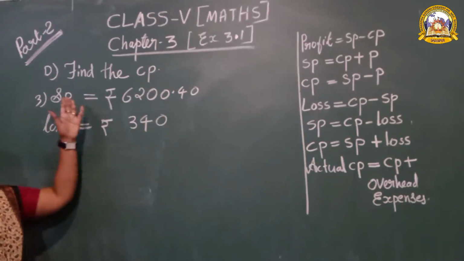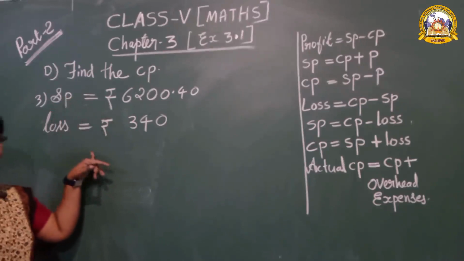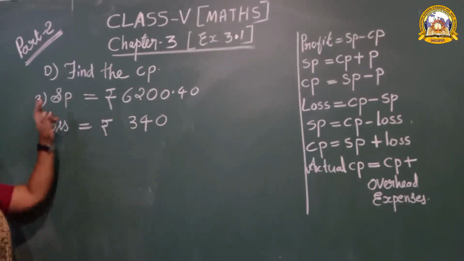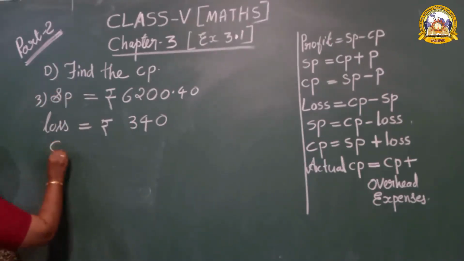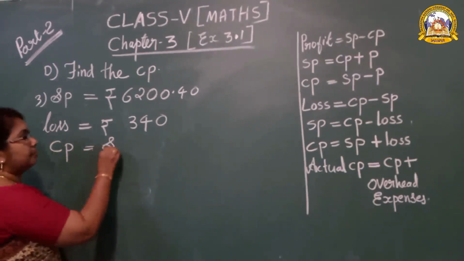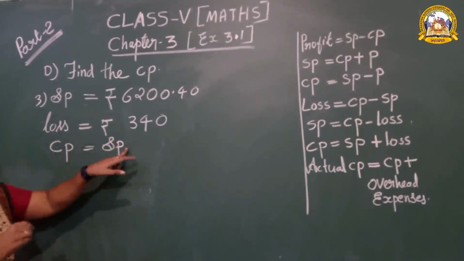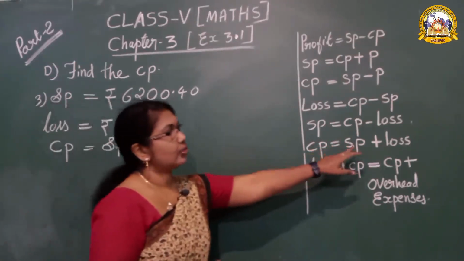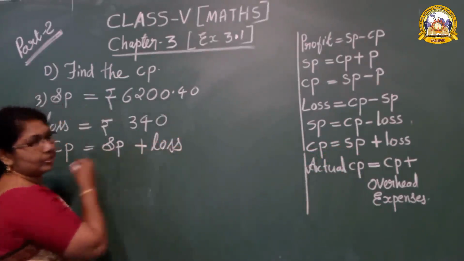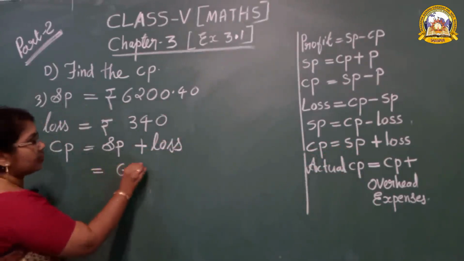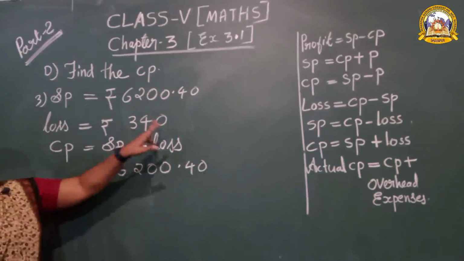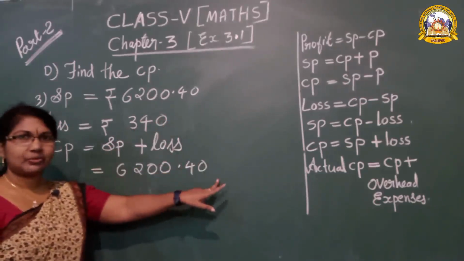In the previous question, selling price and profit were given, so the formula was CP is equal to selling price minus profit. Now here SP is there, loss is there. What do you have to find out? CP. Can you say the formula? CP is equal to selling price plus loss. Selling price plus loss is equal to 6,200.40. How to add 340? Here you have to add 340.